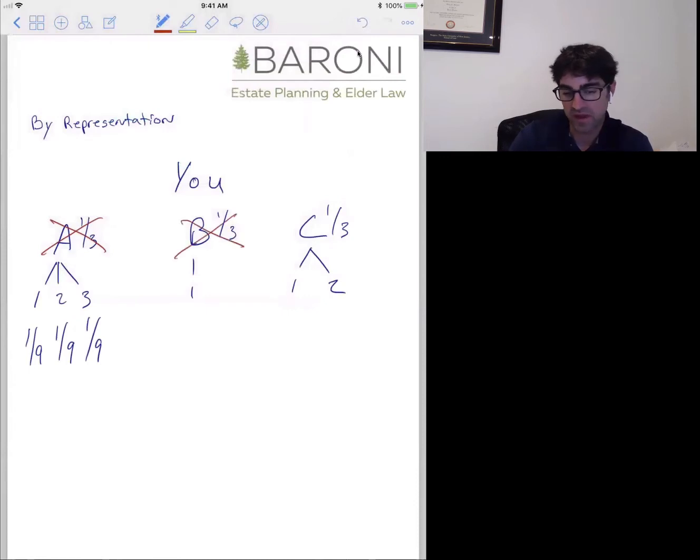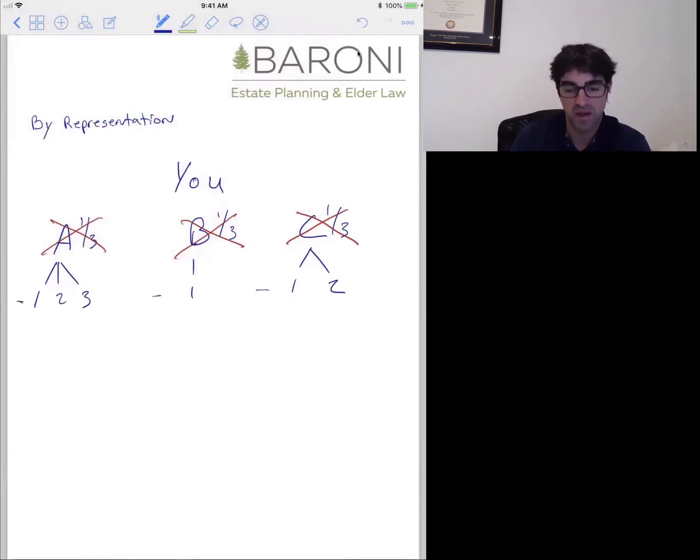Now, if A and B have both predeceased the account holder, we pass B's third to his child, and that's 1/3. This is where by representation is going to be different. What happens if everyone at this level, so now C is deceased, has predeceased the account holder? Now we have a change. This no longer applies. Now, the first level with living descendants is your grandchildren's level, this level here.